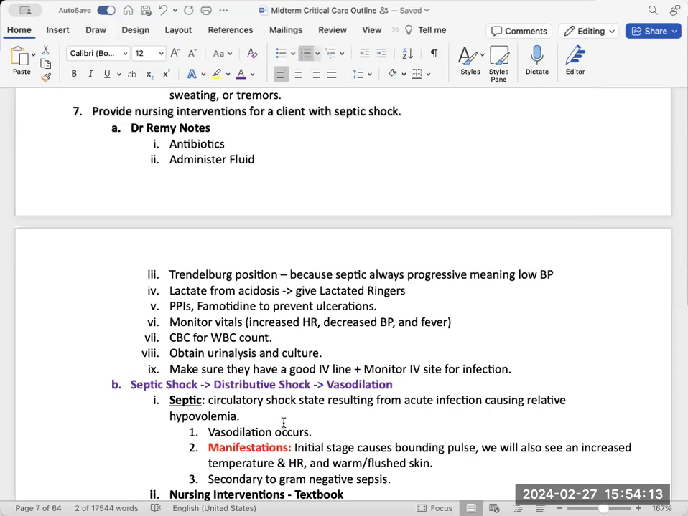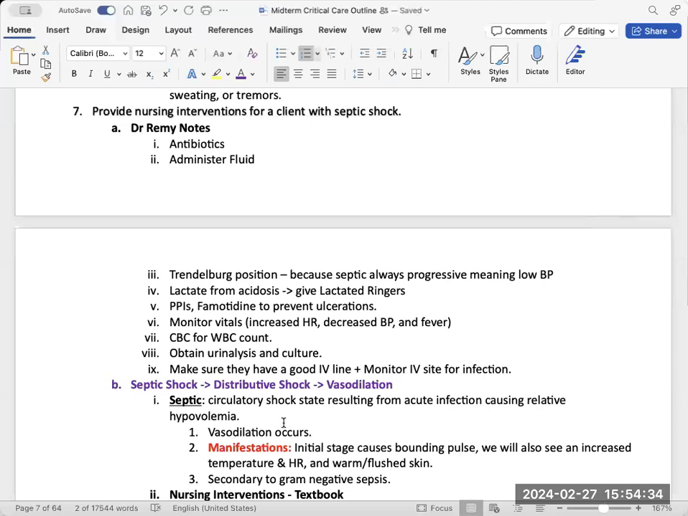We want to monitor, we already talked about the importance of the vital signs because we're looking at that heart rate, that decreased blood pressure, and especially that elevated temperature of like greater than, let's just say 101, right? We want to get a CBC. Why? Because they're having an infection. So we want to watch the WBC count, right? We would also want to get a urinalysis to see, right?